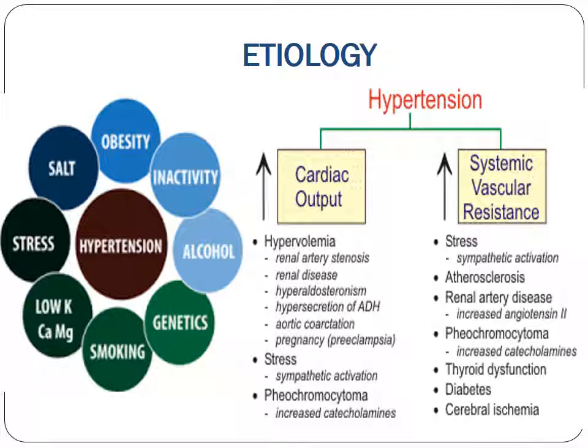Now, the etiological conditions or factors are nothing but the various causes, which will be salt and obesity. Salt means high salt in your diet, which can cause a lot of high blood pressure situations. Obesity is your body weight. Inactivity means no physical activity. Alcohol, genetics, smoking, low potassium, calcium and magnesium, and also stress can add on to this particular condition.